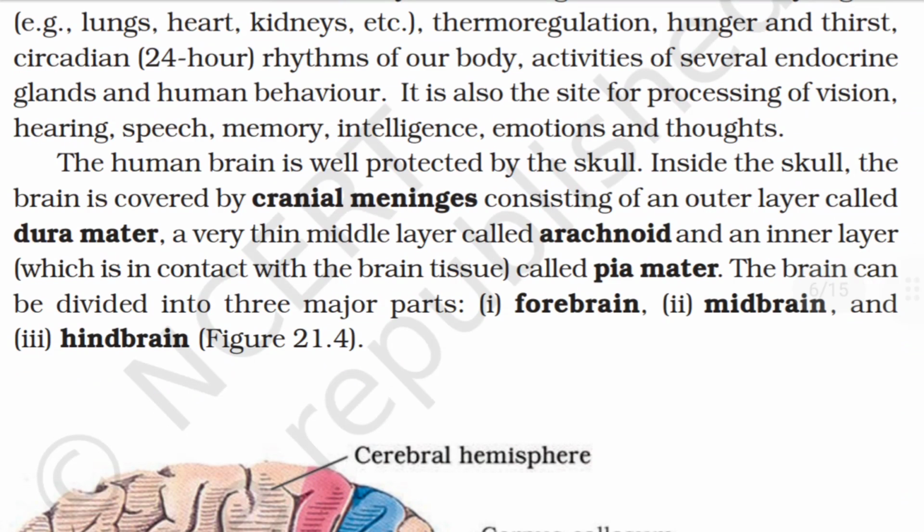The human brain is well protected by the skull. Inside the skull, the brain is covered by cranial meninges consisting of an outer layer called dura mater, a very thin middle layer called arachnoid, and an inner layer which is in contact with the brain tissue called pia mater. The brain can be divided into three major parts. Number 1, forebrain. Number 2, midbrain. And number 3, hindbrain.